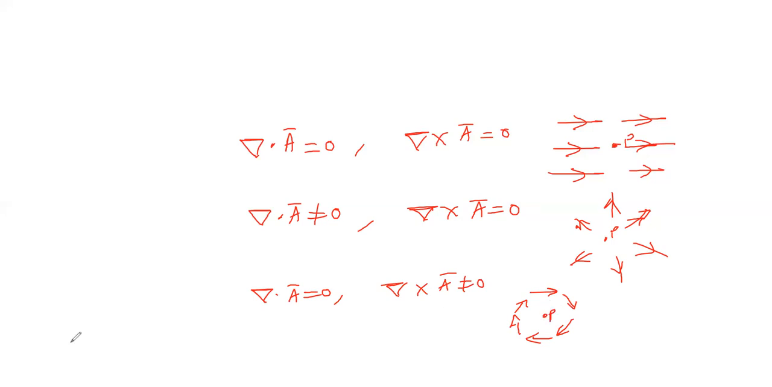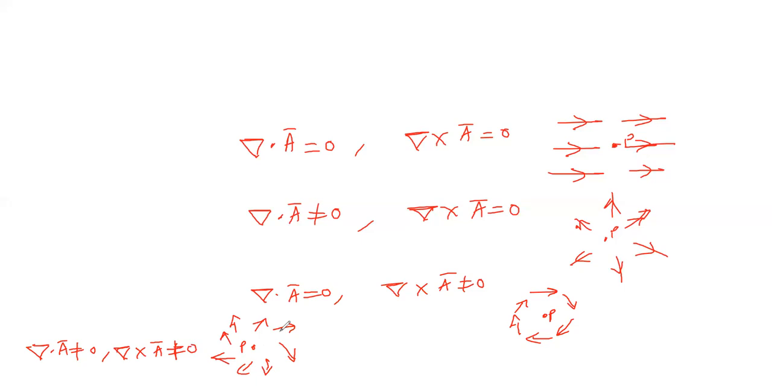The last combination we can see: del dot A bar not equal to zero and del cross A bar not equal to zero. That is, both divergence as well as curl exist here. The diagram looks like this: divergence is happening and the rotation is also happening.